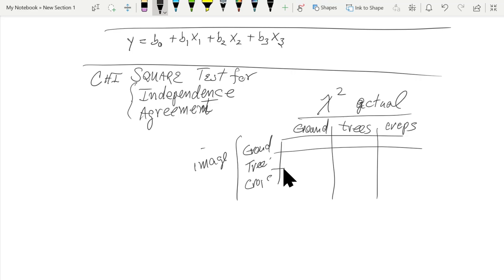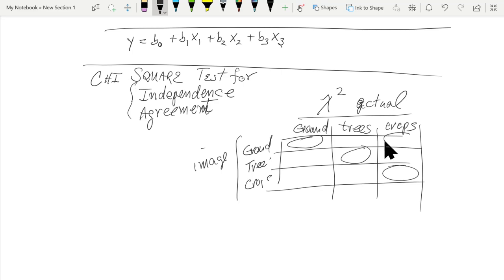And you go to a certain number of spots and you look at what was classified and what it really is. So that if I got ground and it was really ground, it goes in this box. If I got trees, it was really trees. If it was crops, it was really crops. This is the main diagonal of this contingency table. And the errors would be here. If it was ground and I said it was crops, it goes there. If it's crops and I said it was ground, it goes there, and so on.